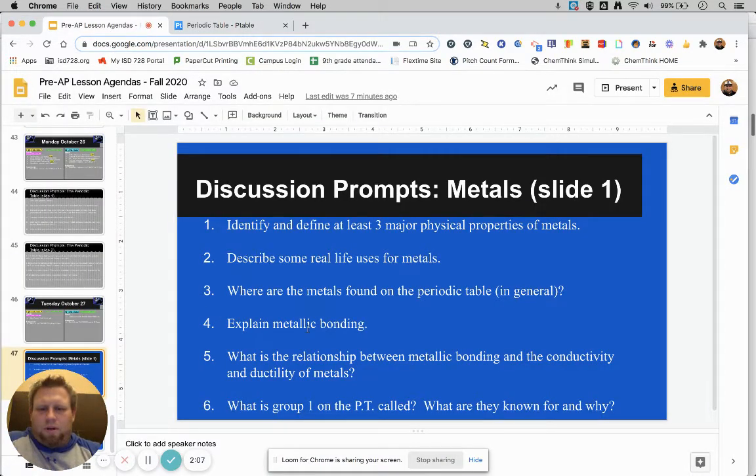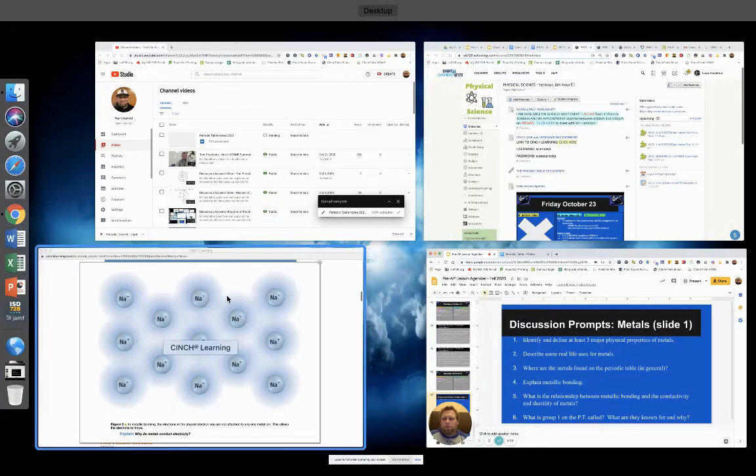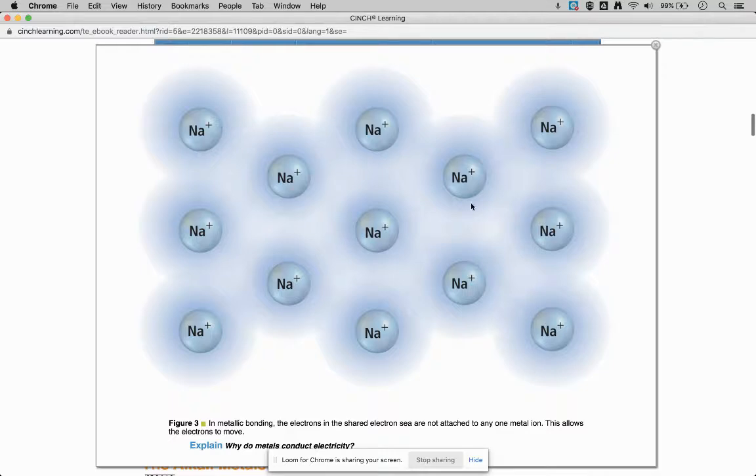All right, number four, explain metallic bonding. So I'm going to go to our text here for a few of these questions. This image here is attempting to show you what metallic bonding looks like. If you read the caption down here, it says in metallic bonding, the electrons in the shared electron sea are not attached to any one metal ion. This allows the electrons to move.